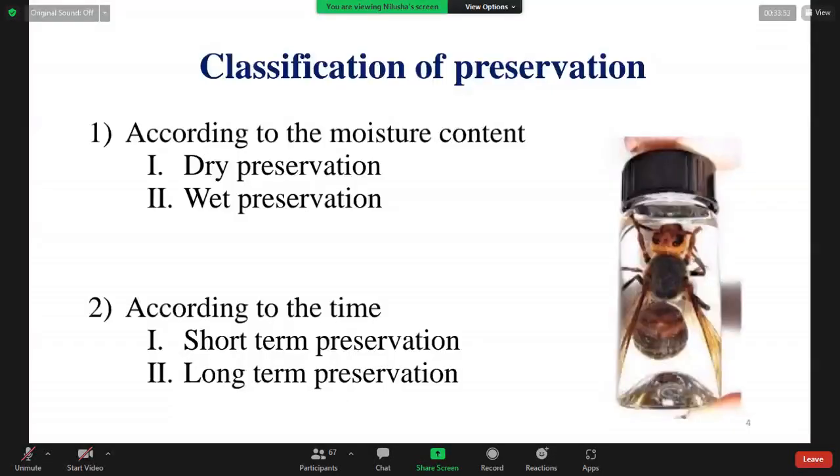We will see the classification of preservation. Preservation is classified in two ways. According to moisture content, we can divide it as dry preservation and wet preservation. According to time, we can classify it as short-term preservation and long-term preservation.